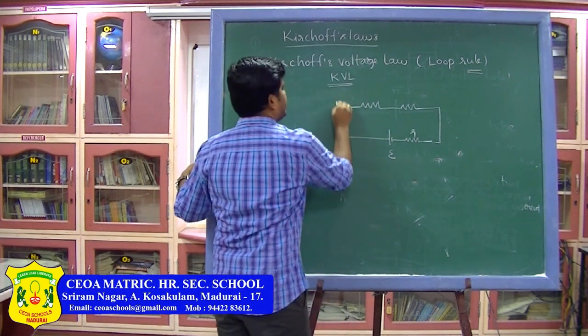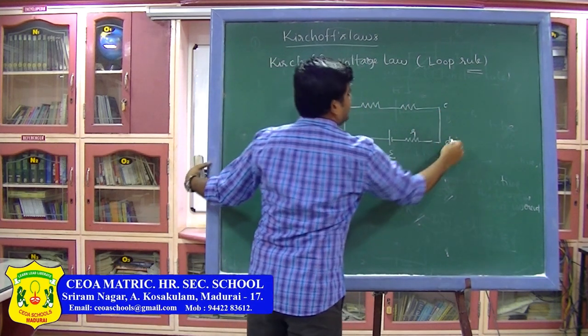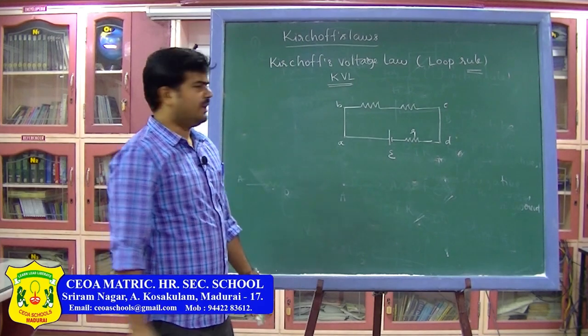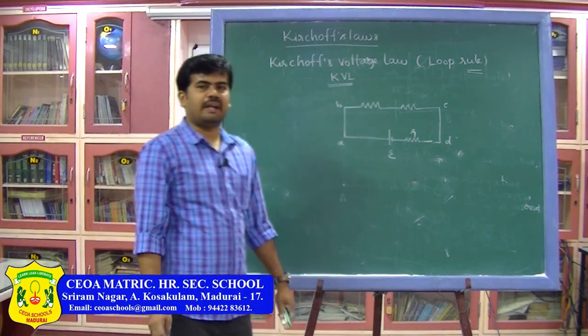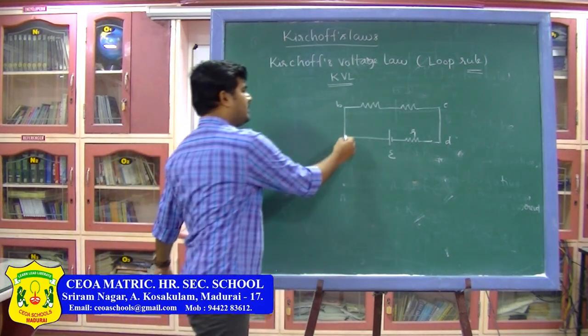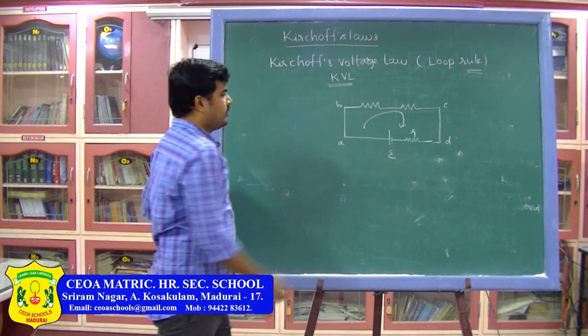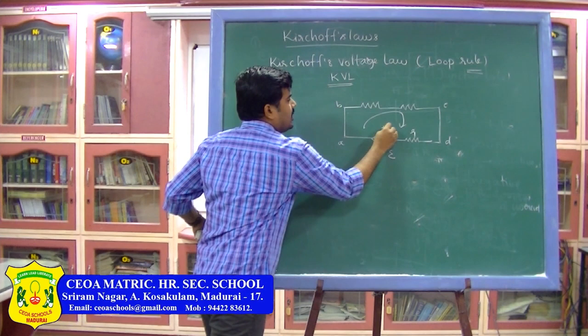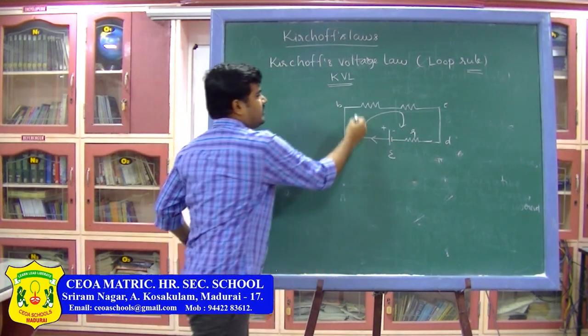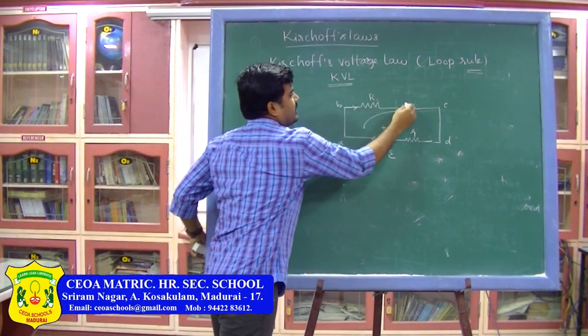So, let us say this is the loop. First select a clockwise loop, and then we can also check it for an anti-clockwise loop. Now, let us see for the clockwise loop. This is the loop direction. Here, the current direction always starts from positive, remember. This is the current direction, which is the same in both the resistors.